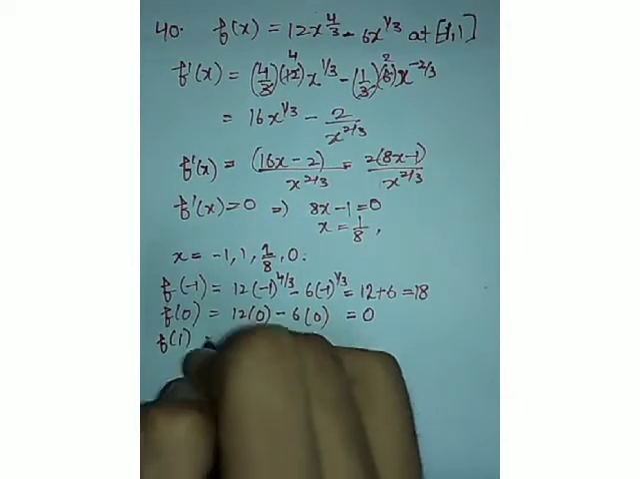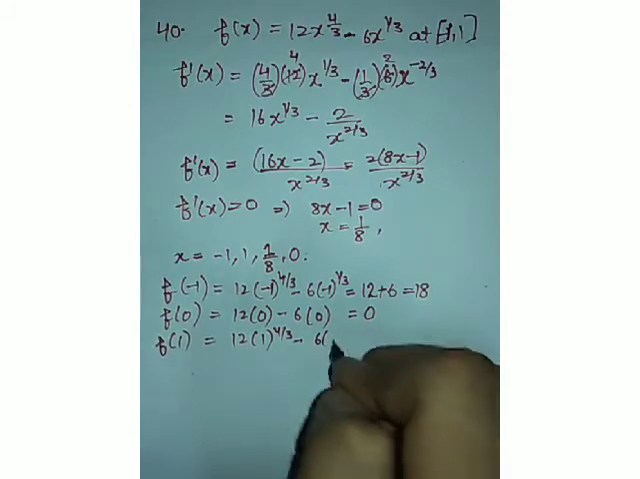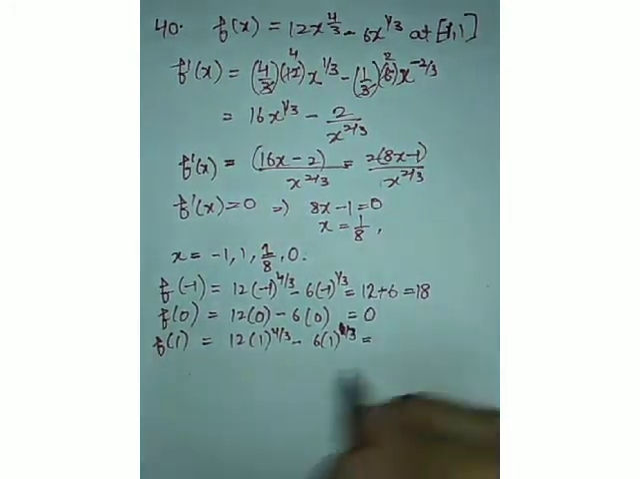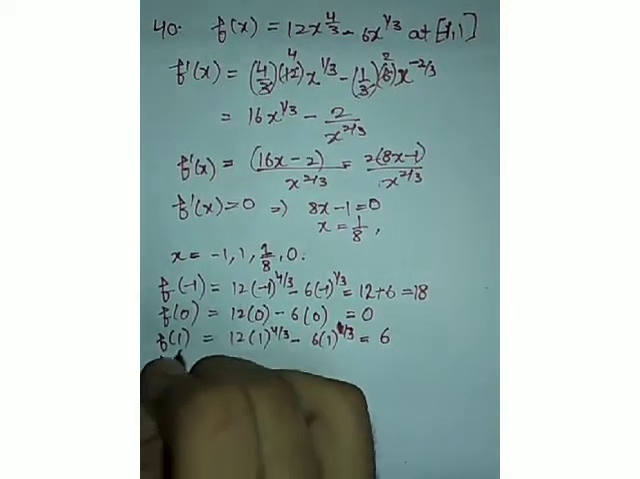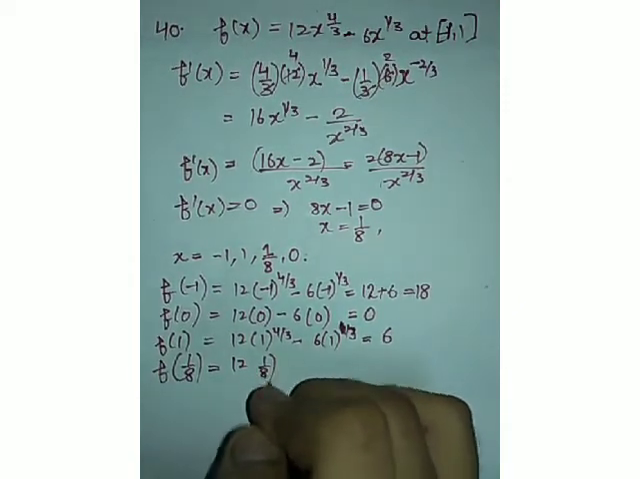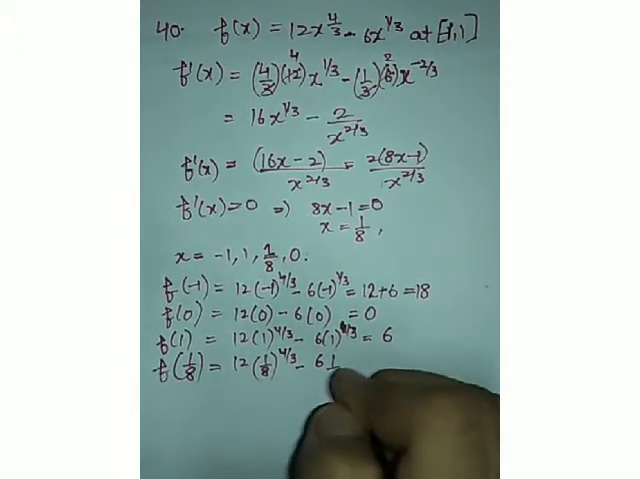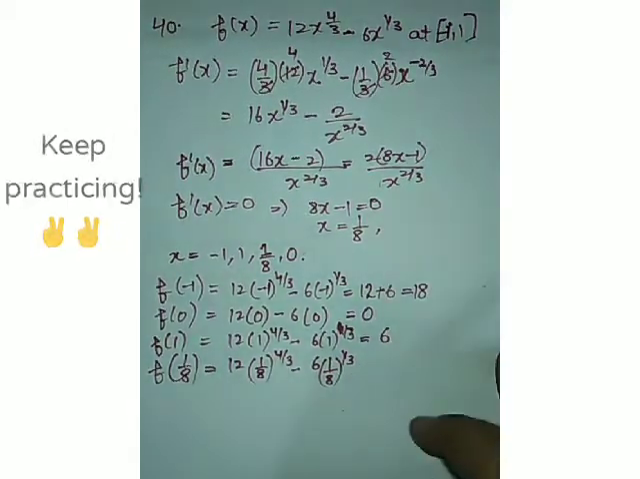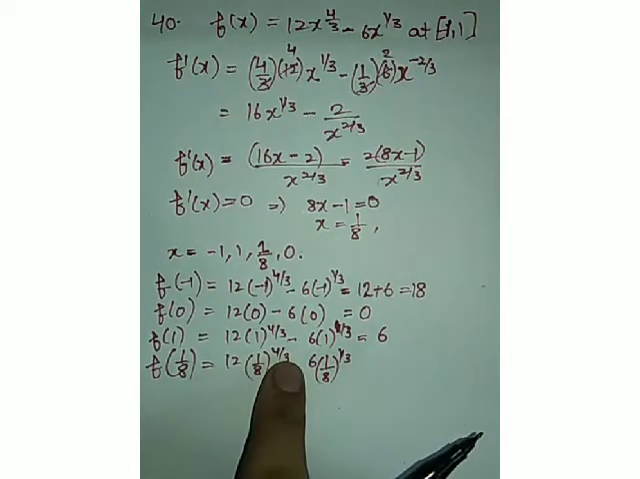Now check f of 1: 12 times 1 raised to power 4 by 3 minus 6 times 1 raised to power 1 by 3. Now 12 minus 6, that is 6 only. Now check f of 1 upon 8: 12 times 1 upon 8 raised to power 4 by 3 minus 6 into 1 upon 8 raised to power 1 by 3.